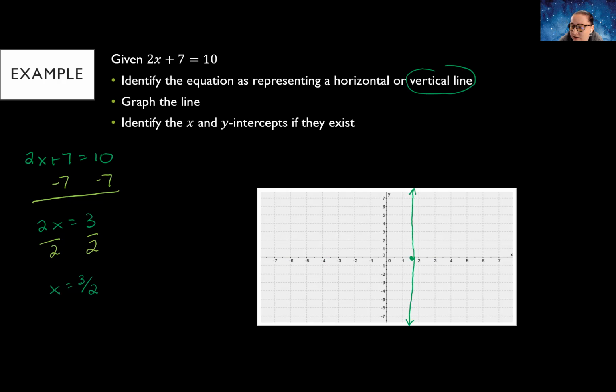Our x and y intercept. So we have an x-intercept at 3 halves, which as an ordered pair is 3 halves comma 0. And we have no y-intercept because we're not crossing the y-axis.